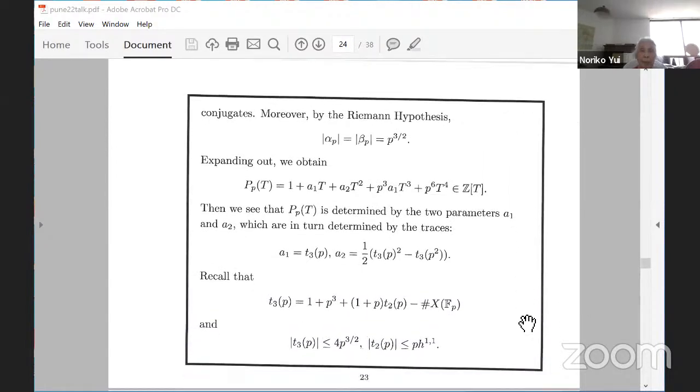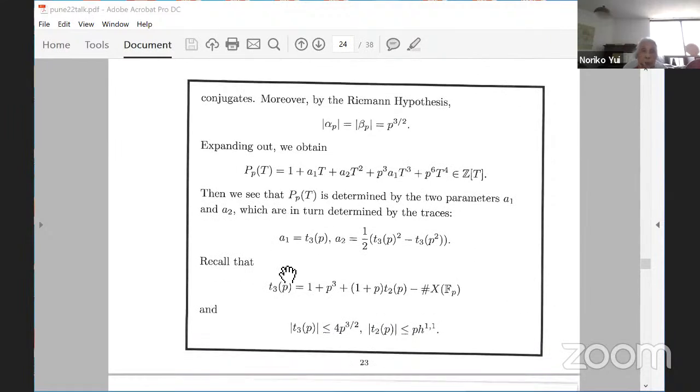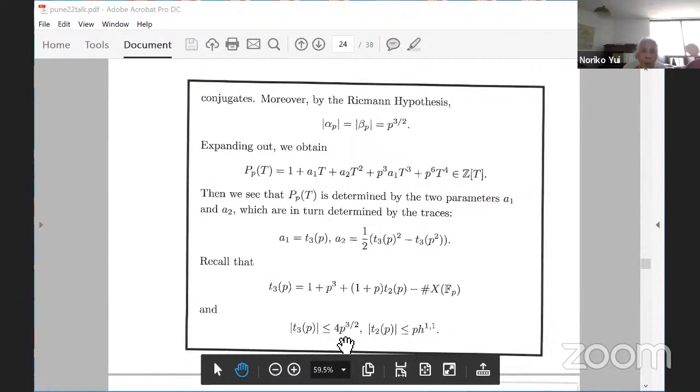So in terms of a trace, A1 is just the trace of the Frobenius, and A2 is half of the trace of Frobenius squared minus the trace of Frobenius at p squared. And we know we have the Lefschetz fixed point formula. So T3(p) is bounded by 4 times p^{3/2}, and T2(p) is p^3 h^{1,1}. So we look at numbers on this. So this is the computational part of the equation.